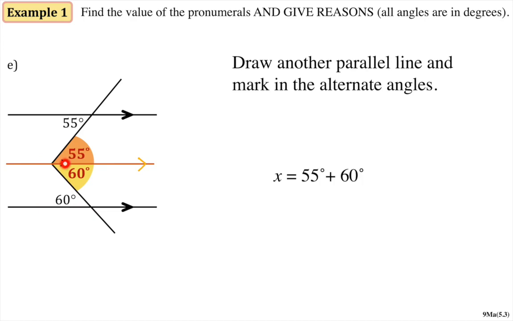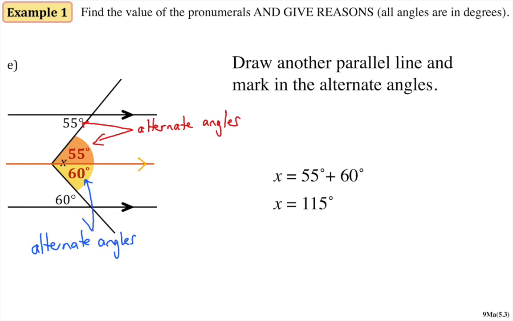So X is going to be those two angles added up. 55 plus 60 is 115. But where are my reasons? Well, I'm going to shortcut this a bit. I'm going to say alternate angles, and I'm going to do this. So 55 and 55 are the same because they're alternate. 60 and 60 are the same because they're alternate. How do I know x equals 55 plus 60? I can see that on the diagram. That is my working out for the reasons, and I'll accept that at this stage.